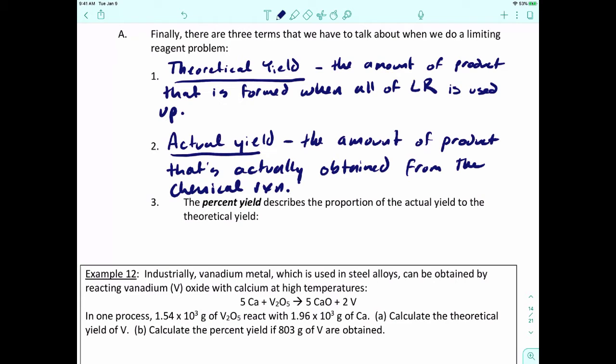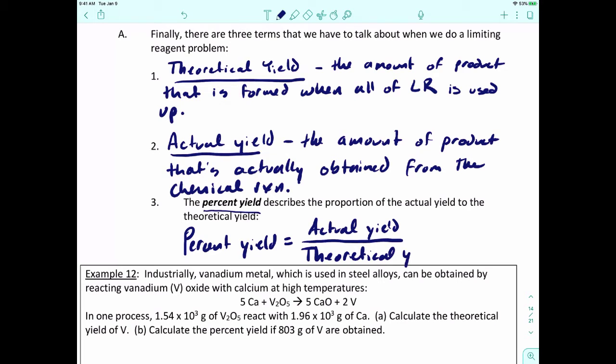Okay, so if you have the theoretical yield and the actual yield, then the percent yield describes the proportion of the actual yield to the theoretical yield. So the way we calculate the percent yield is that we take the actual yield divided by the theoretical yield, and then multiply that by 100%.